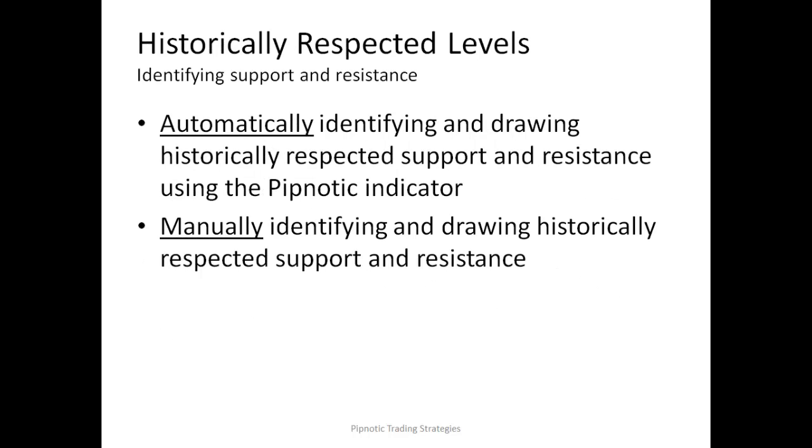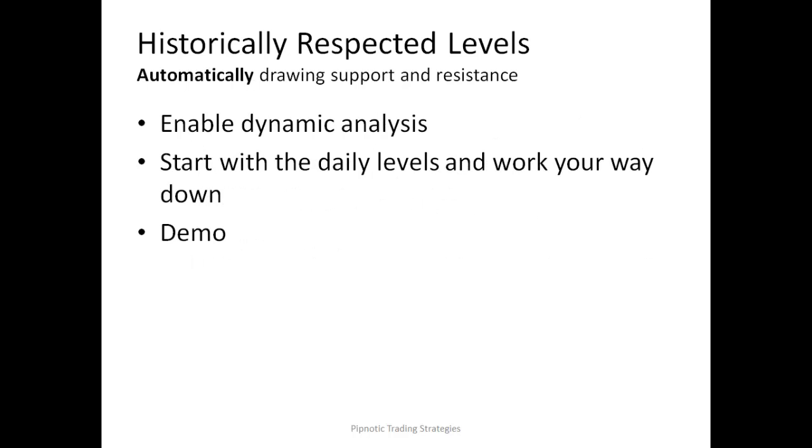The historically respected levels can either be identified automatically using some of the indicator functionality, or we can find these levels manually. And when I say manually, it's ultimately a question of looking at the price action indicator free in the MetaTrader platform, and using the tools available such as the horizontal line and the channels to find the levels. If we focus to begin with on the automatically drawn levels of support and resistance, we have to enable a function called the dynamic analysis functionality.